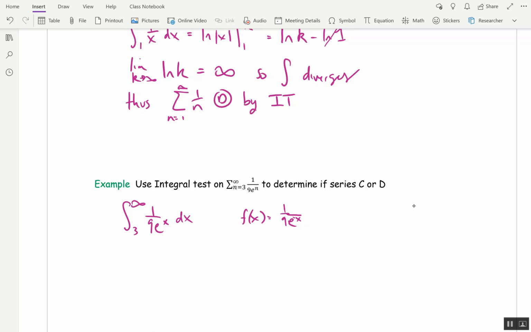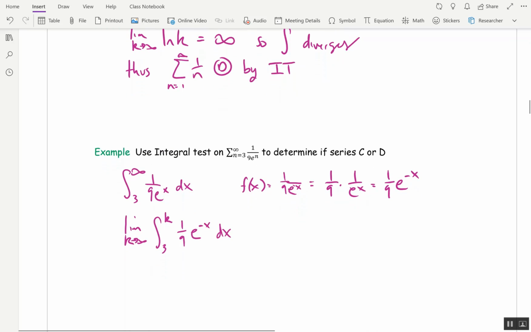So we're going to start with replacing this with the limit as k goes to infinity of the integral from 3 to k of 1/9 e to the negative x dx to make the integration easier. This is f of x, 1/9 e to the x. It's the same as 1/9 times 1 over e to the x, which is the same as 1/9 e to the negative x. But if I write it like this with e to the negative x, I can use my Bible formula to integrate. So now we'll drop the limit sign for now.